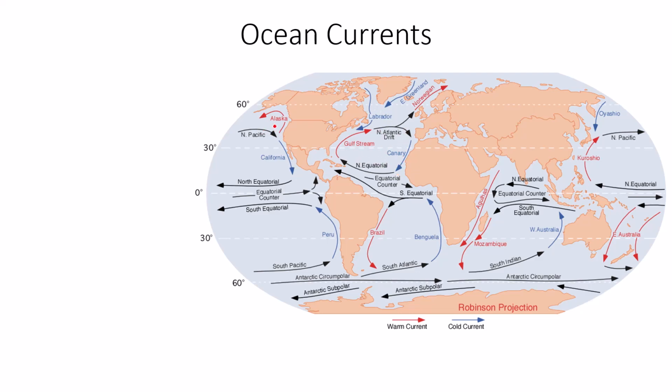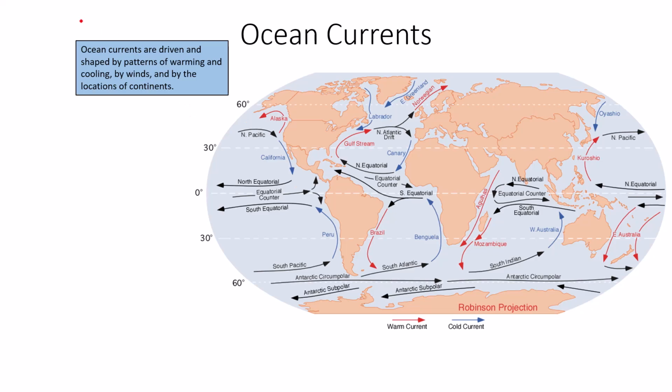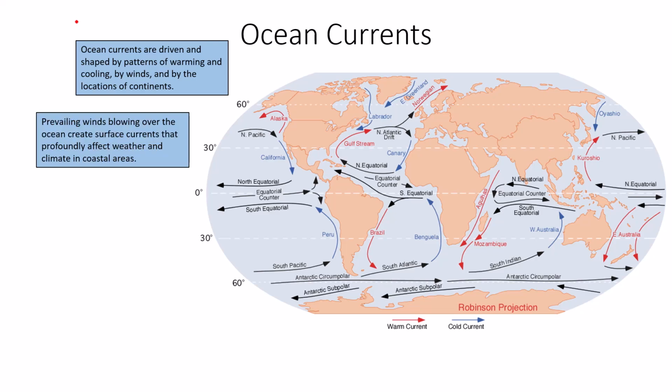Same thing on the west coast of the US. You've got warm water and cold water both in the same place. So these ocean currents are really shaped by patterns of warming and cooling, and by winds moving not only across the surface of the water, but also the surface of the land. Prevailing winds blowing over the ocean create surface currents that profoundly affect weather and climate in coastal areas, and cold ocean water near the poles sinks and flows along the ocean floor, which is called upwelling, which I alluded to in the previous slide.